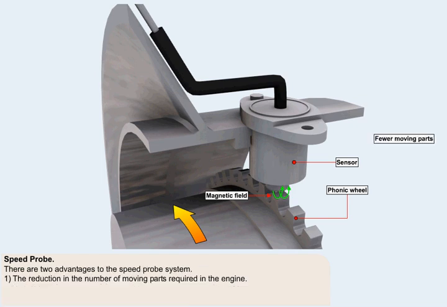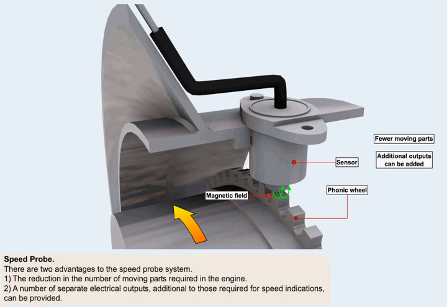The advantage of the speed probe system is twofold. First, the reduction in the number of moving parts required in the engine, and second, that a number of separate electrical outputs additional to those required for speed indications can be provided. For example, automatic power control and flight data acquisition systems.